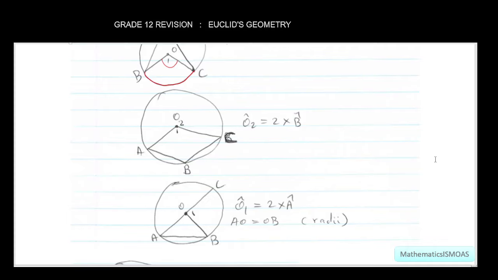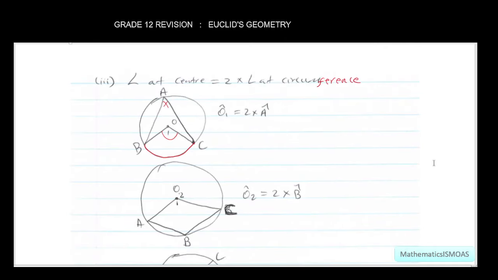So even in the second diagram, under number 3, we are still having what? Angle at the center twice angle at the circumference. But now, which angle? Angle O2. You see? Angle O2 will now be twice angle what? Angle B. Why? Because O2 is subtended by major arc AC, and major arc AC also subtends angle B. Therefore, angle O2 will be twice angle B. Reason: angle at the center is 2 times angle at circumference.